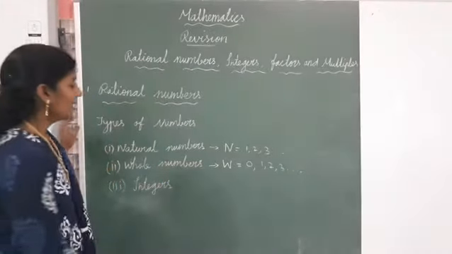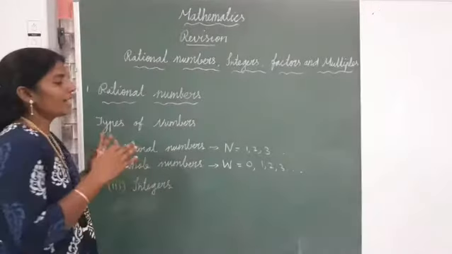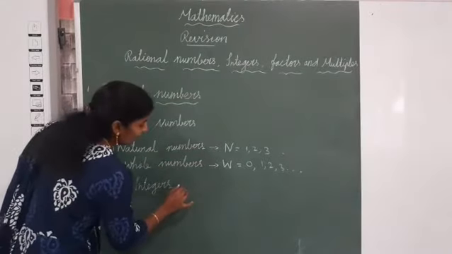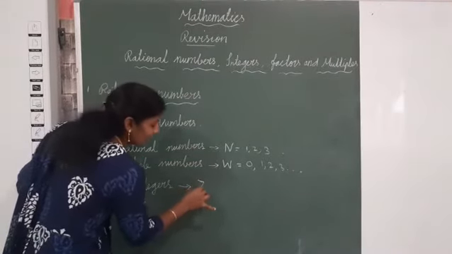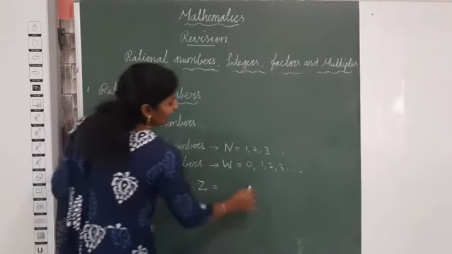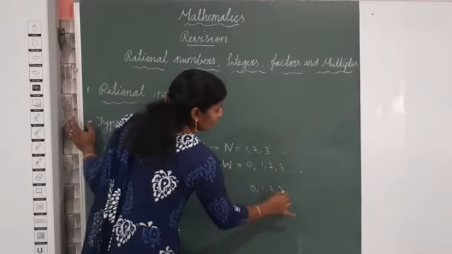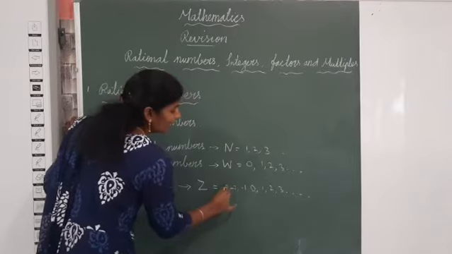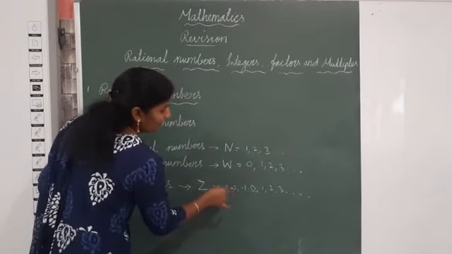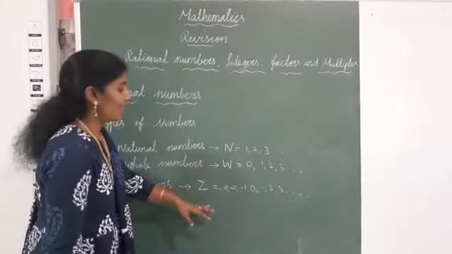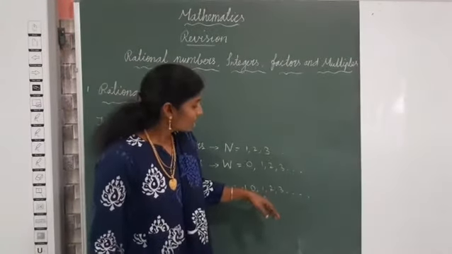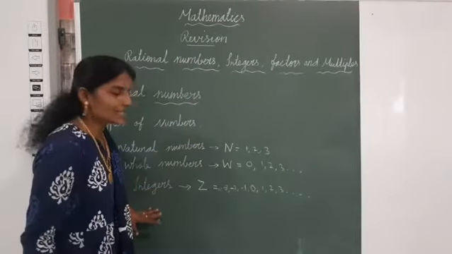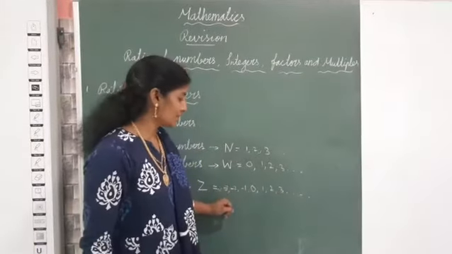Now, integers. Integers means positive natural numbers and negative natural numbers with 0. Now, integer is denoted by capital Z. Z is equal to 0, 1, 2, 3, then minus 1, minus 2, minus 3, etc. Okay, these are the integers. Here positive integers and negative integers, isn't it?